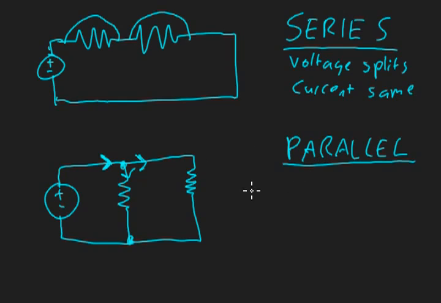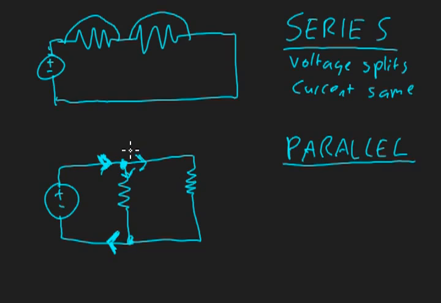Whereas in parallel, we can think of this as water coming into two pipes and splitting evenly. If these were even resistors, it would split evenly. It's not necessarily going to otherwise. But the two streams are going to split up and then combine back into this mega stream at the end.